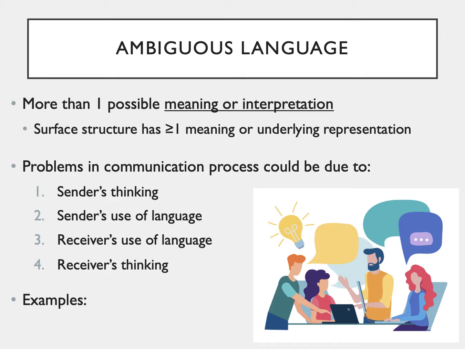Ambiguous language is another way that we make mistakes in terms of comprehension. Ambiguous language refers to terms, sentences, or phrases that have more than one possible meaning or interpretation. When it comes to ambiguous language, the surface structure has more than one meaning or more than one underlying representation. Problems in communication when it comes to ambiguous language could be due to any combination of the sender's thinking, the sender's use of language, the receiver's use of language, or the receiver's thinking.